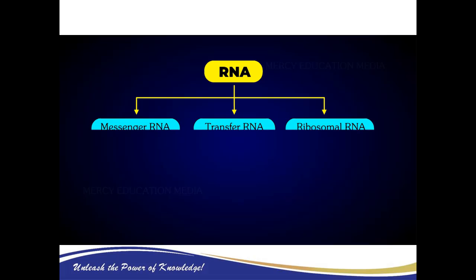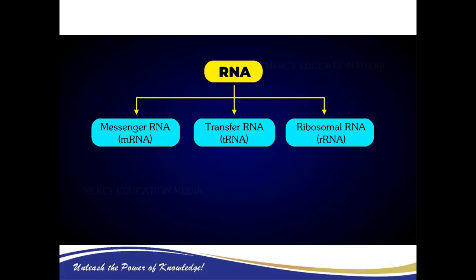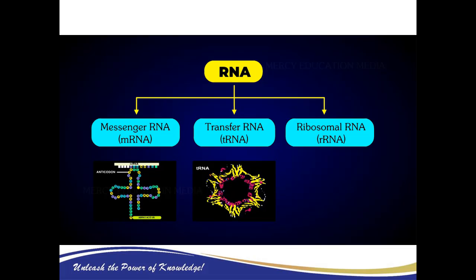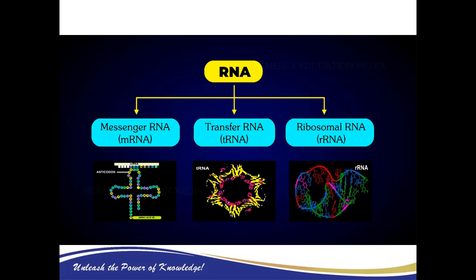There are three major types of RNA which occur in all organisms. They are messenger RNA, that is mRNA, transfer RNA, that is tRNA, and ribosomal RNA, that is rRNA.